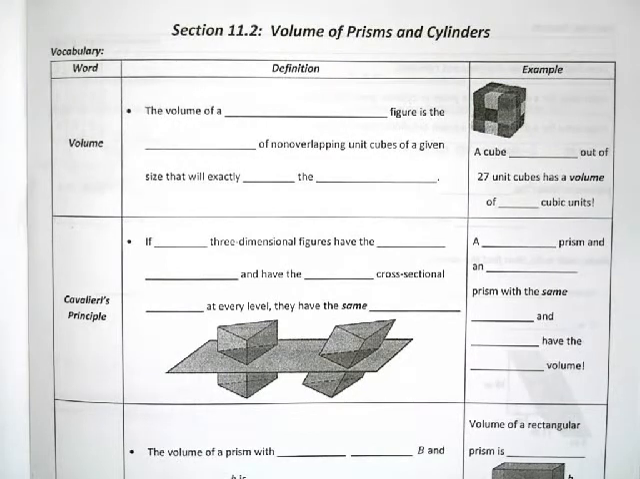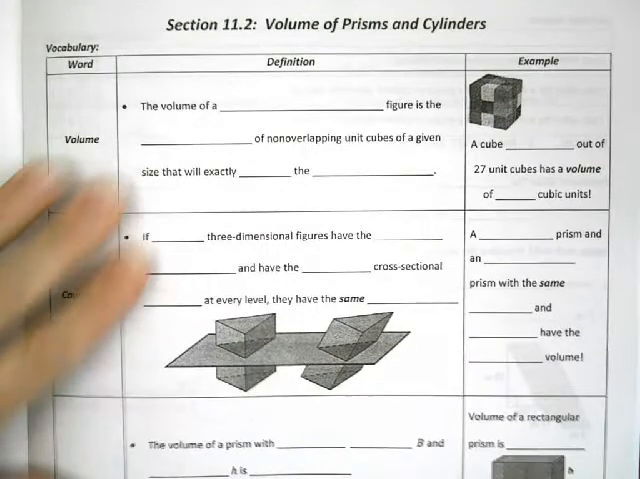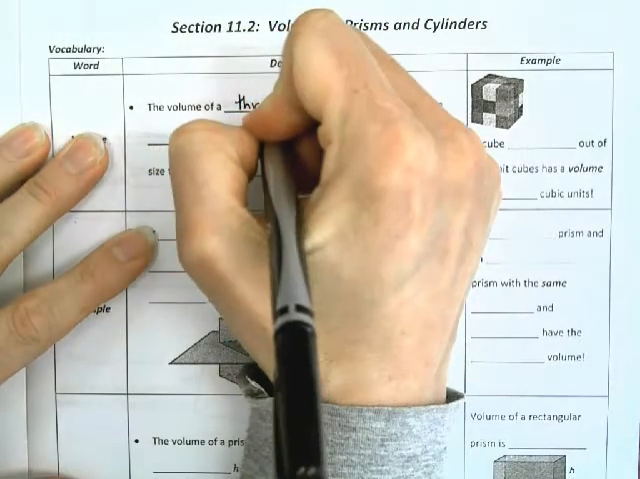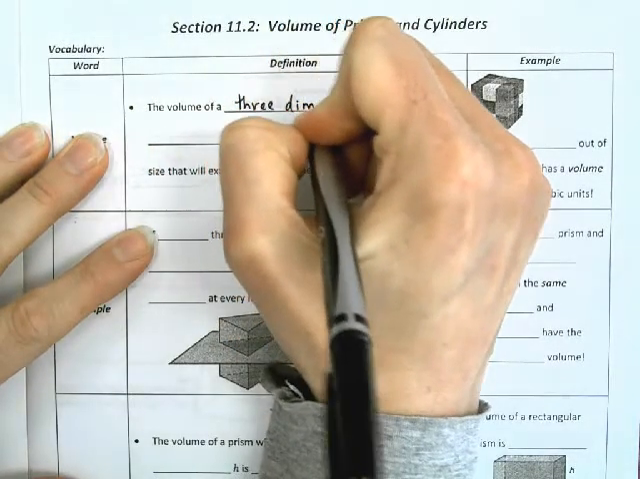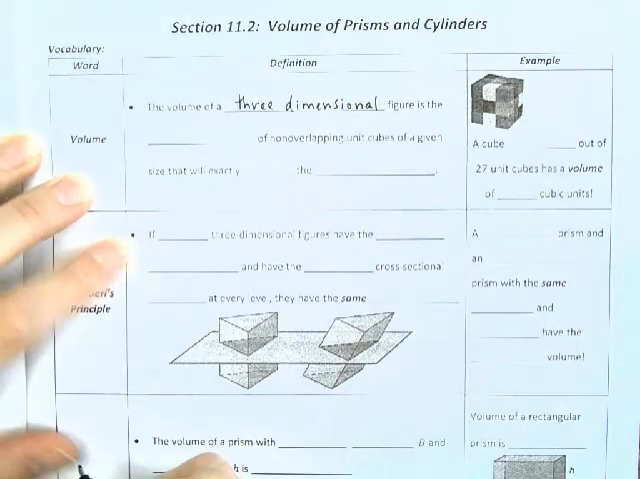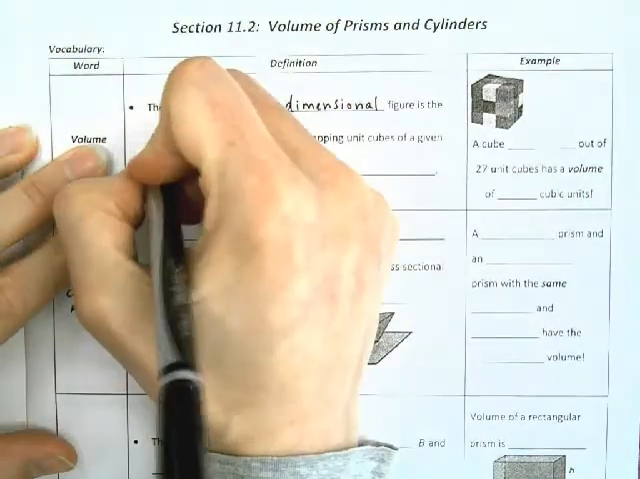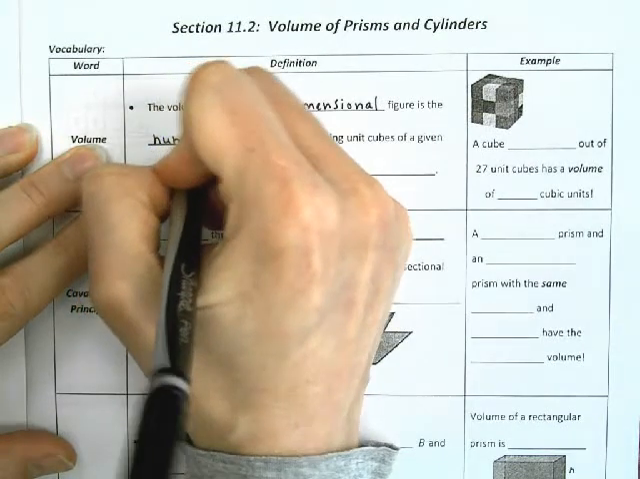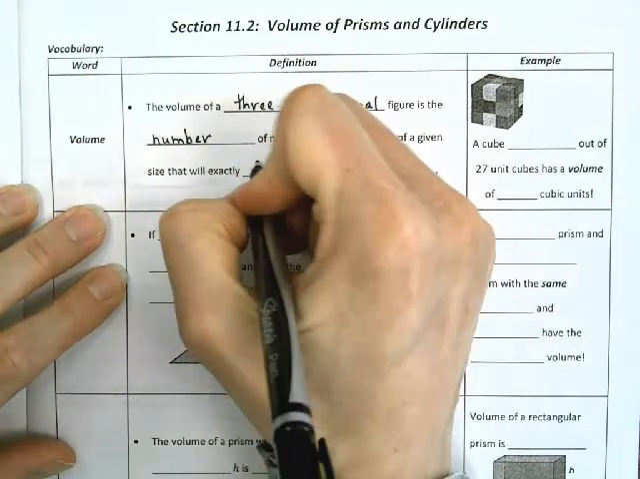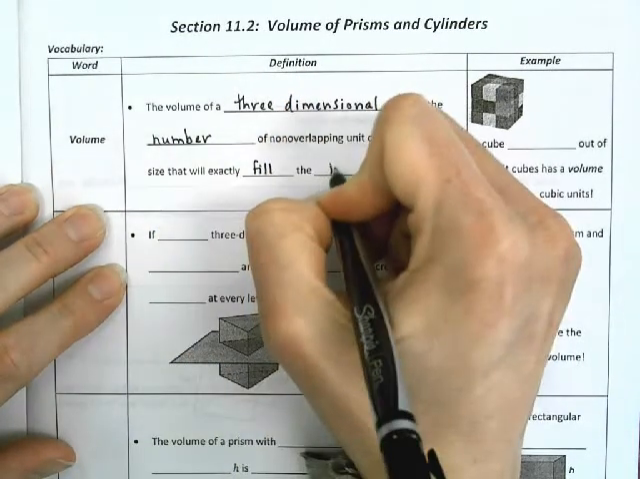So we're going to run through some vocab first, and then we'll get into a couple problems so you can see how this goes. Okay, so for volume: the volume of a three-dimensional figure is the number of overlapping unit cubes of a given size that will exactly fill the interior.